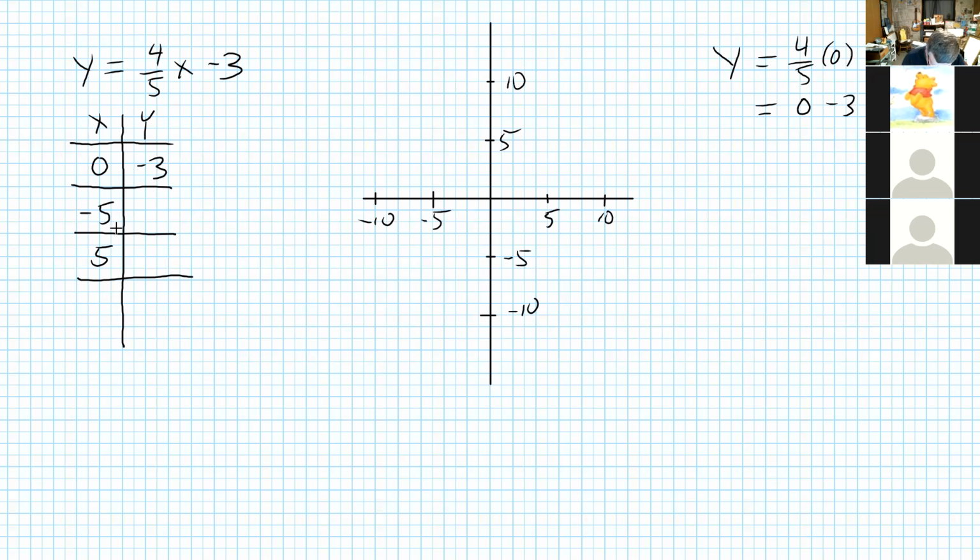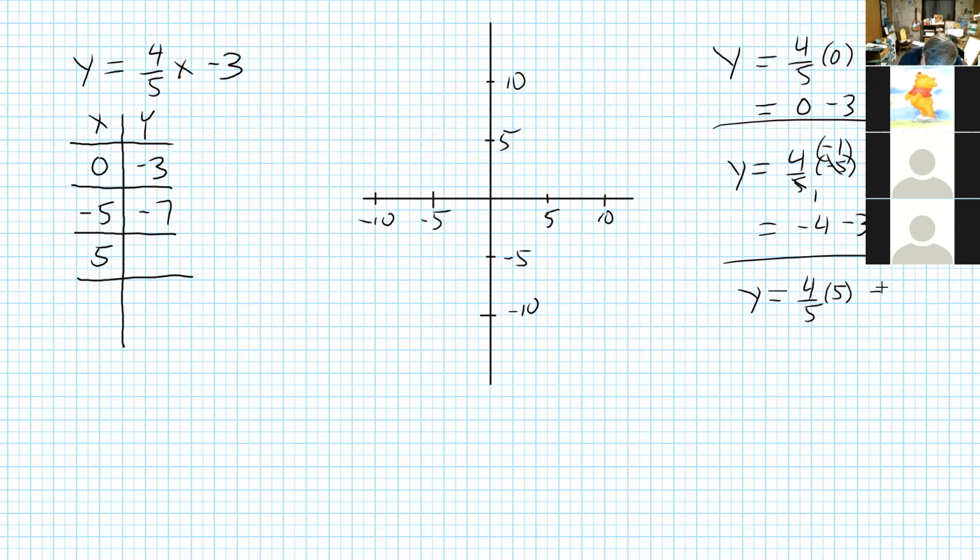Okay. If x is -5, we get y equals 4/5 times -5 minus 3. -5 over 5 reduces to -1 over 1. 4 times -1 is -4, minus 3 would be -7. If x is 5, we get y equals 4/5 times 5 minus 3. The 5 is reduced to 1 over 1, and we have 4 minus 3, which is 1. Okay.